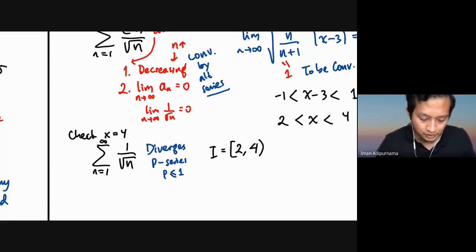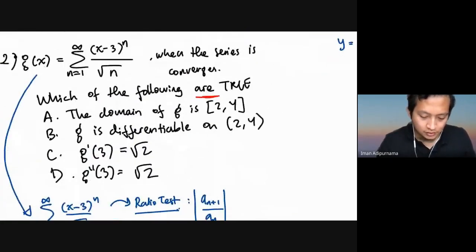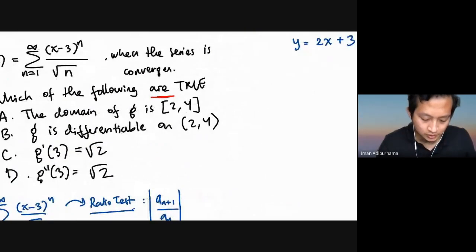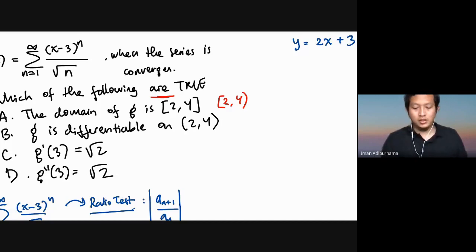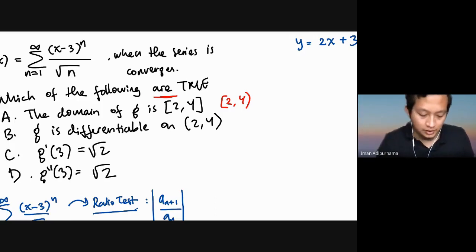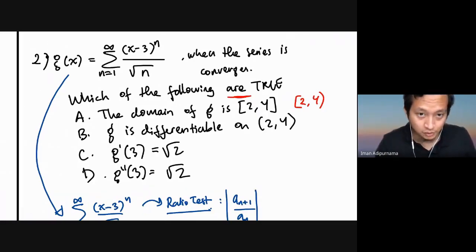So let's check the options here. The domain of G is the closed interval from 2 to 4. So this should be 2, and then 4, and then an open interval. That's the meaning for the domain in these options. Okay.